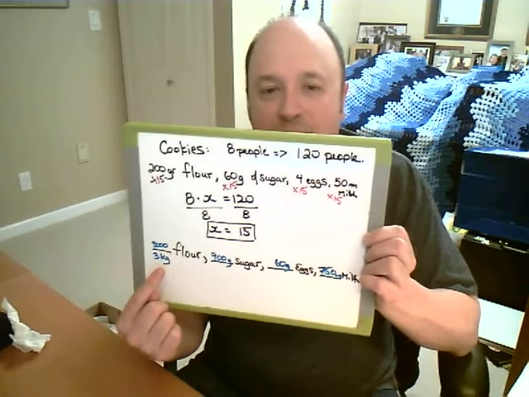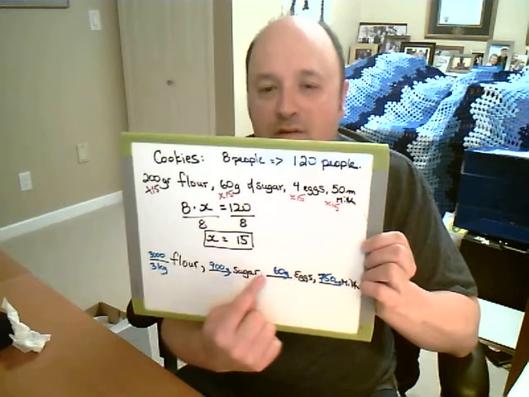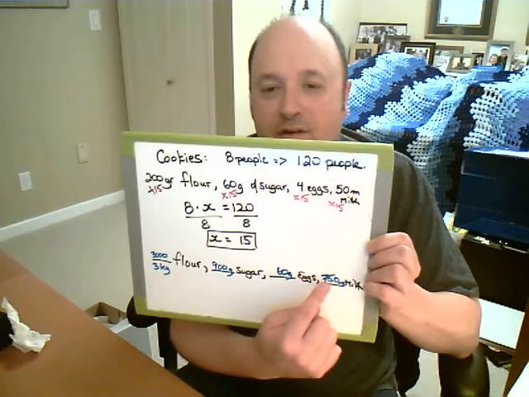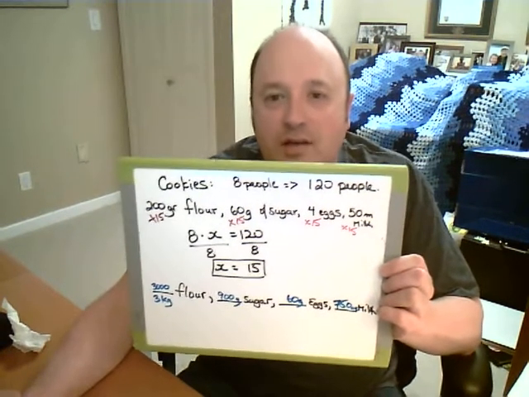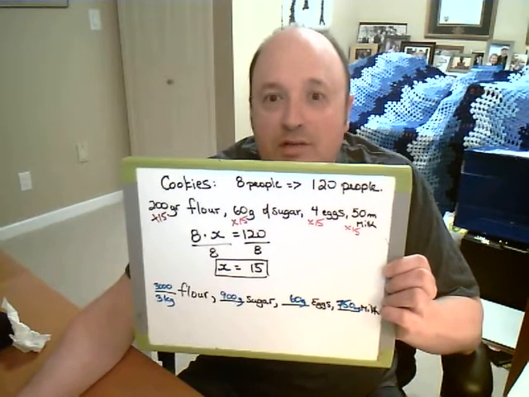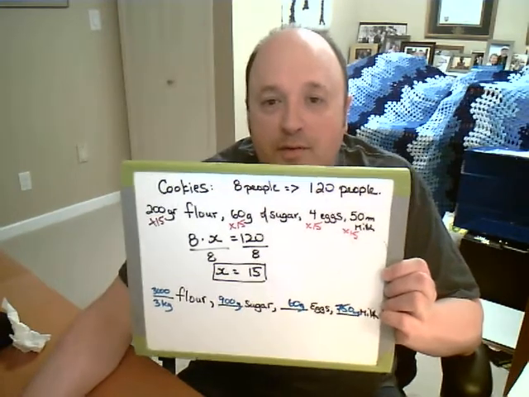3,000 grams of flour, which is the same as 3 kilograms, 900 grams of sugar, 60 grams of eggs, 750 milliliters of milk. Okay, so now you figure out how much you need in order to make the recipe, and then you got to go look to see what you have. So I'm going to put some numbers down, and we'll see whether we need to go shopping or not.